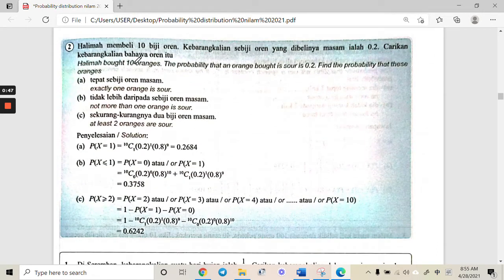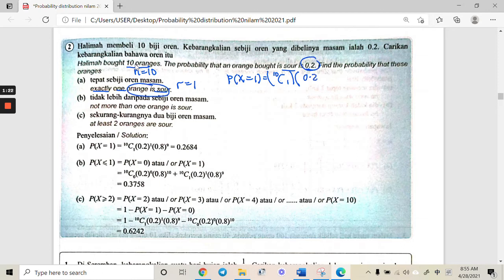Halima bought 10 oranges. So 10 oranges, tested 10 times, so n equals 10. The probability that an orange bought is sour is 0.2. Find the probability that exactly 1 orange is sour. So exactly 1 sour means that r equals 1, so you need to find P(x equals 1). So how to find this? n is 10, C, r is 1, p is the probability an orange is sour, so 0.2.